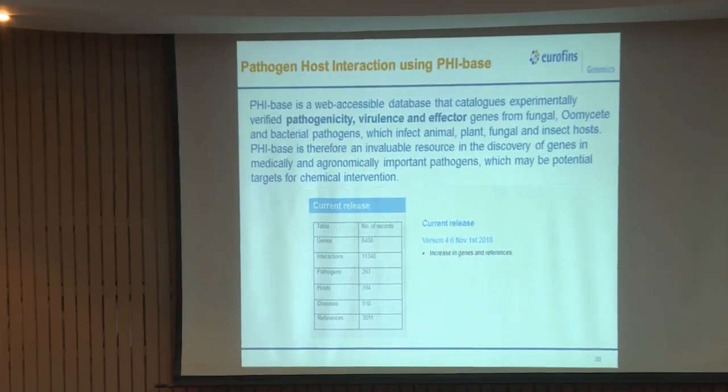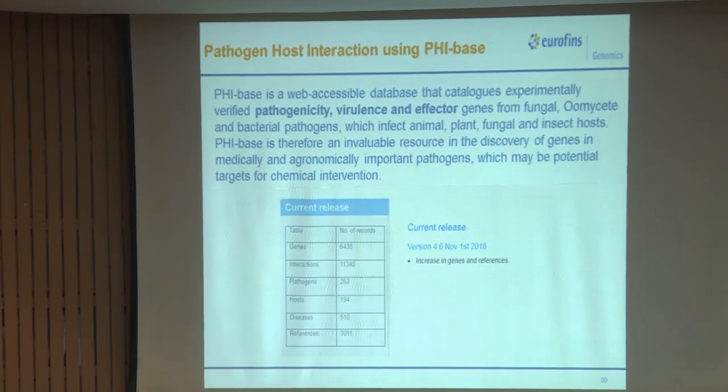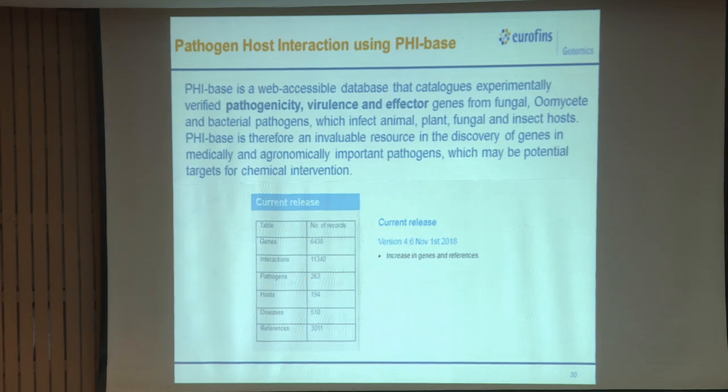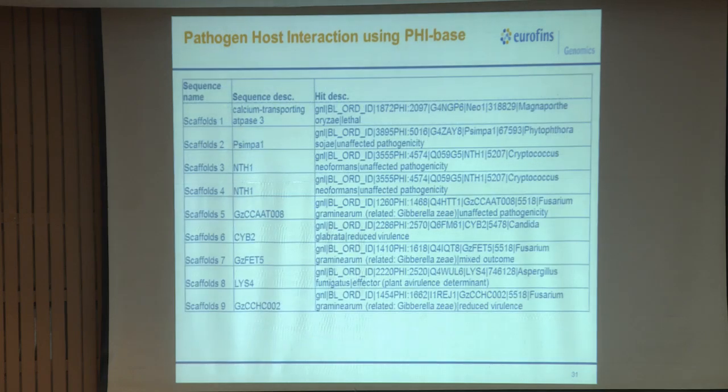Then we have PHI-base. This is a pathogen host interaction database, which consists of somewhere around 6,000 genes, and this gives you information on pathogenicity, virulence and effector genes. So, this is a database for these genes, and when you BLAST against these databases you can get that information. So, you can identify which of your genes falls in which category, whether they are virulence or pathogenic genes. So, the result after BLAST looks like this.